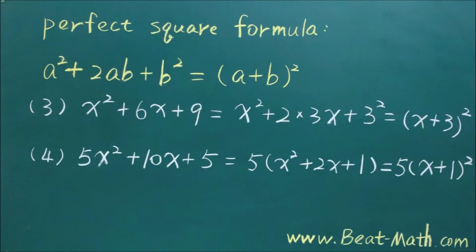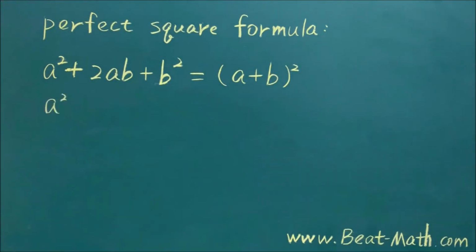Another form of the perfect square is a squared minus 2ab plus b squared equals the quantity of a minus b squared. It means the sum of two squared numbers minus 2 times their product equals the square of their difference. Keep in mind that 2ab here is a negative term. In the first form, 2ab is a positive term. We must look at the sign before 2ab, then decide which formula we can use. Let's try out some examples with this formula.